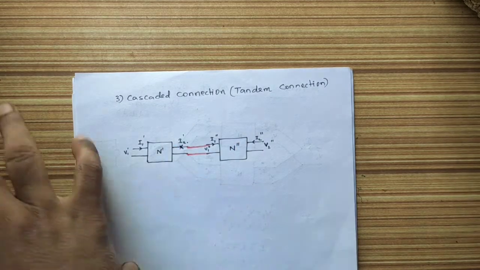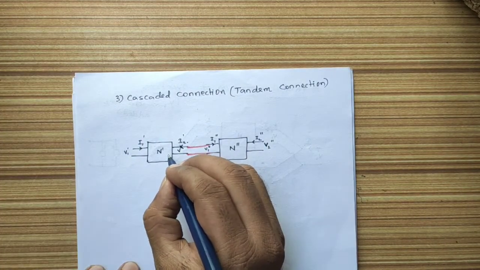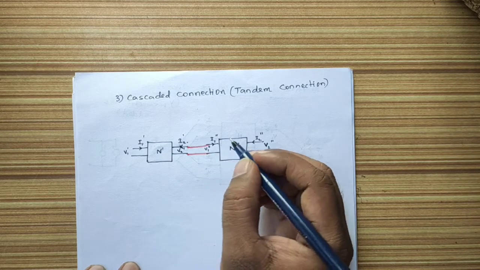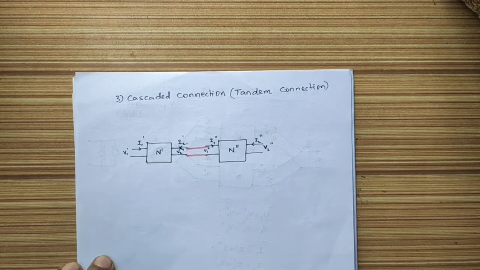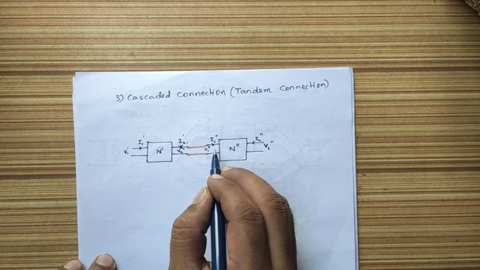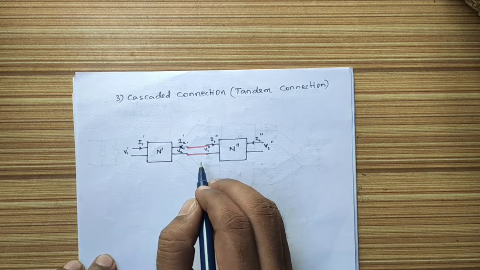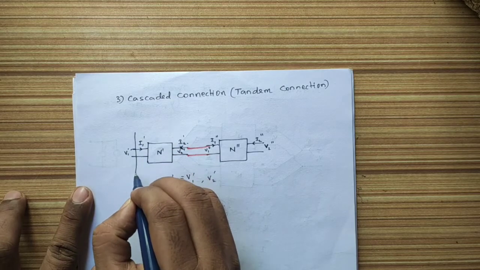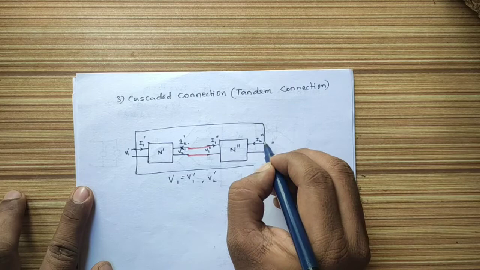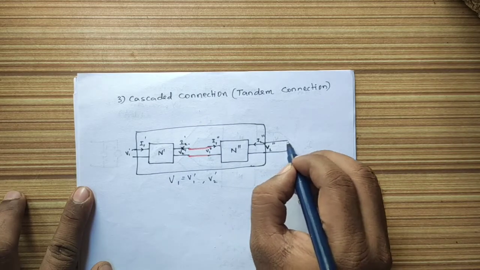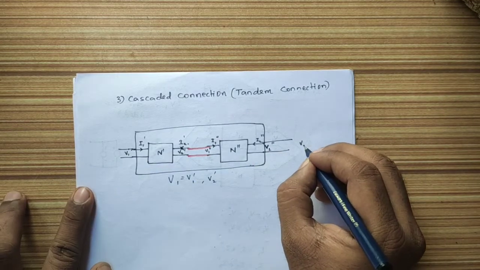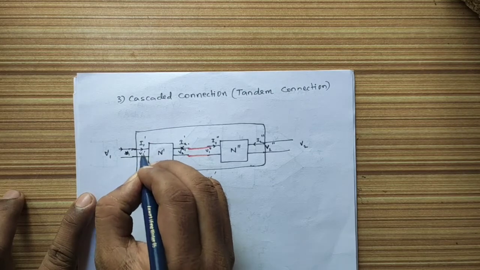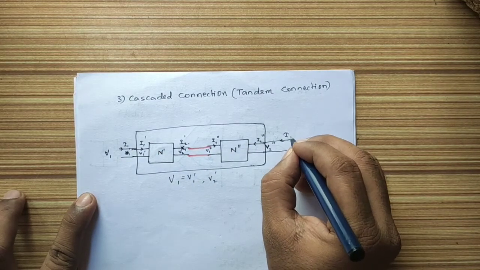Now what will happen? The output of N dash, that is V2 dash, is equal to V1 double dash, the input of the second network. Similarly, the output current I2 dash will be equal to the negative of I1 double dash. Assume that these two networks connected in cascade form a single network here. The output of the total network is V2 and the input of the total network is V1. Similarly, the input current is I1 and the output current is I2.